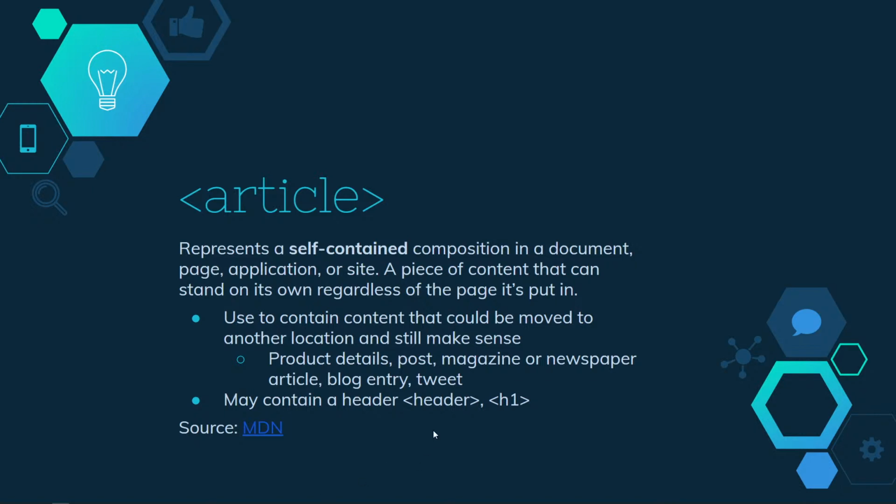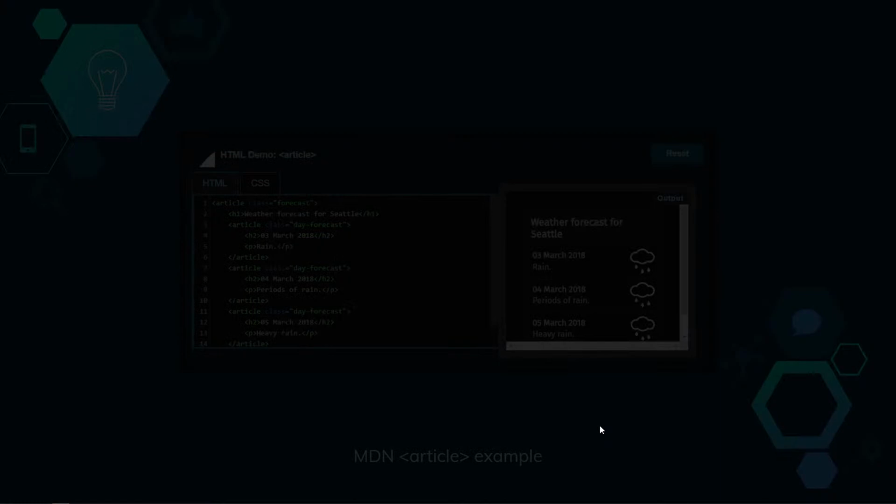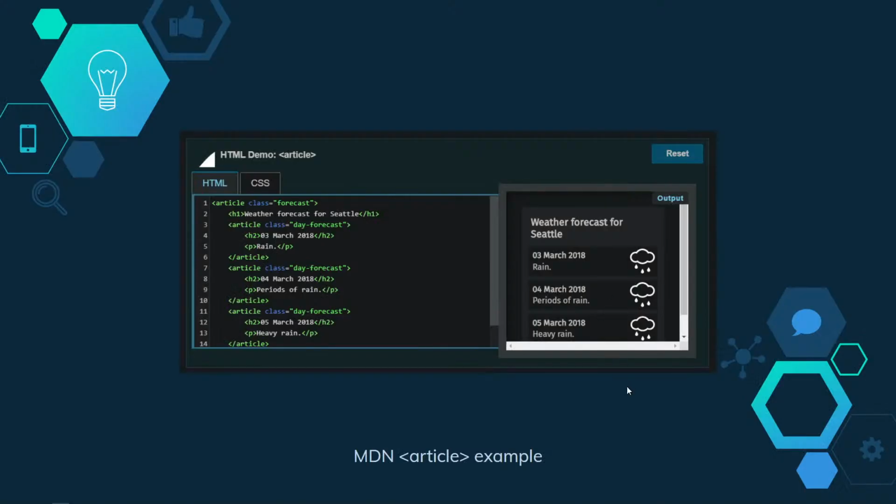And articles may contain headers. You can put a header or H1. So you can totally do that. So here's an example. This is a demo from Mozilla. You can see here's some HTML. So we have the article tag. You can ignore the classes. This is just for CSS stuff. You can just ignore that. But notice that we have an H1 here. This is the title for this article.